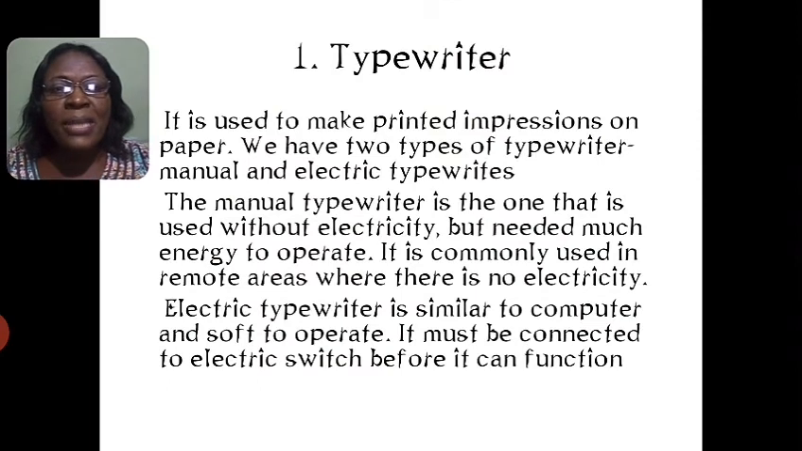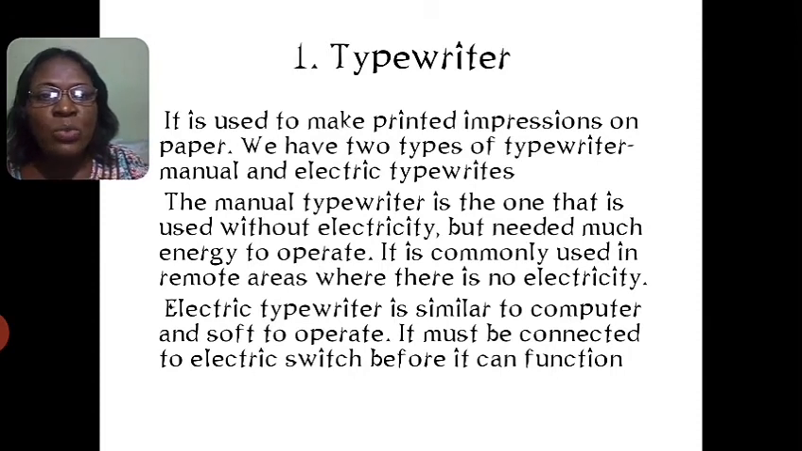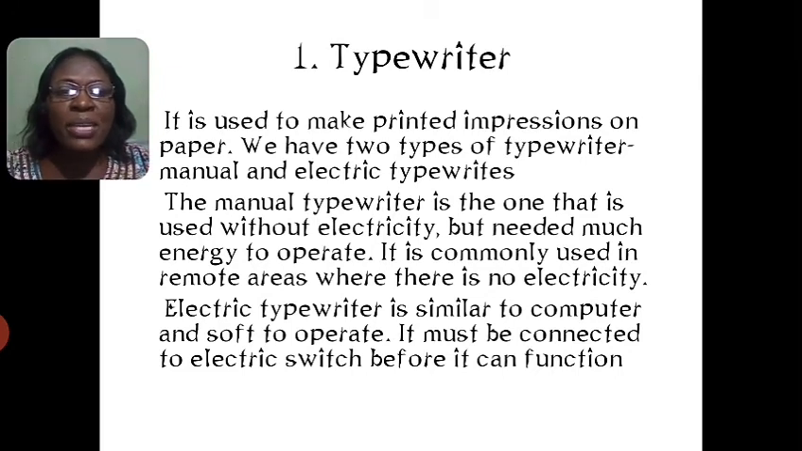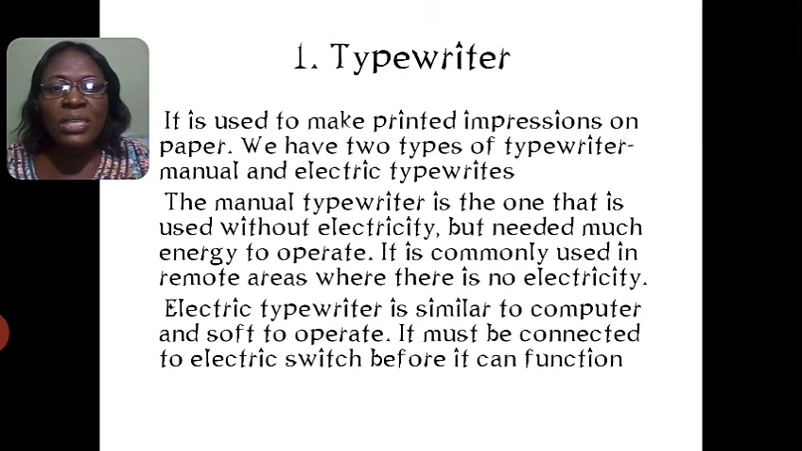Now, the manual typewriter is the one that is used without electricity, but you need much energy to operate it. It is commonly used in remote areas where there is no electricity. Then the electric typewriter is similar to the computer and soft to operate. Another thing about it is that it must be connected to electricity before it can function. So people that don't have electricity cannot use an electric typewriter.